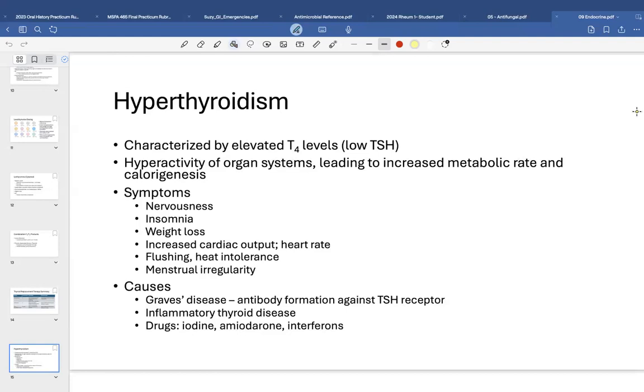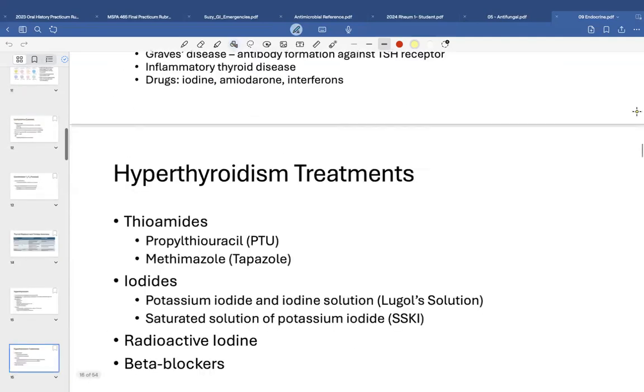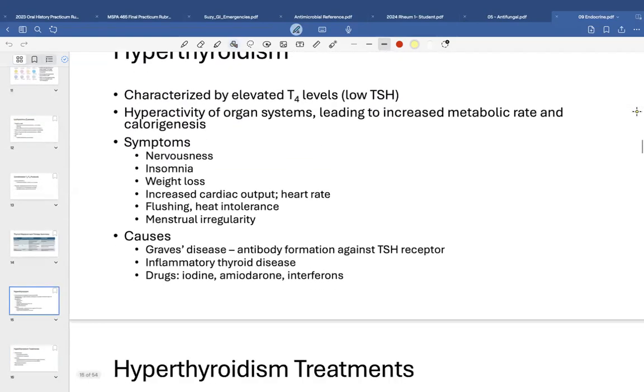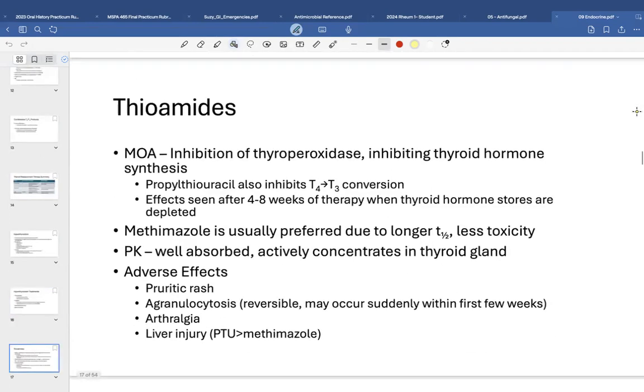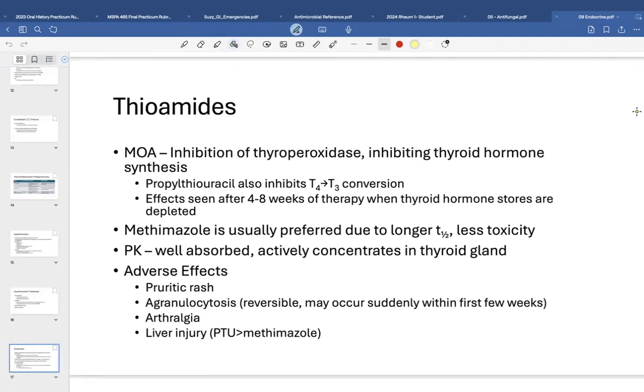Starting with thioamides, that includes two products. Iodides we use very rarely, but they're out there. SSKI is saturated solution of potassium iodide, and Lugol solution. These are just pharmaceutical formulations. Starting with the thioamides, these are methimazole and propylthiouracil. That's what we're talking about.